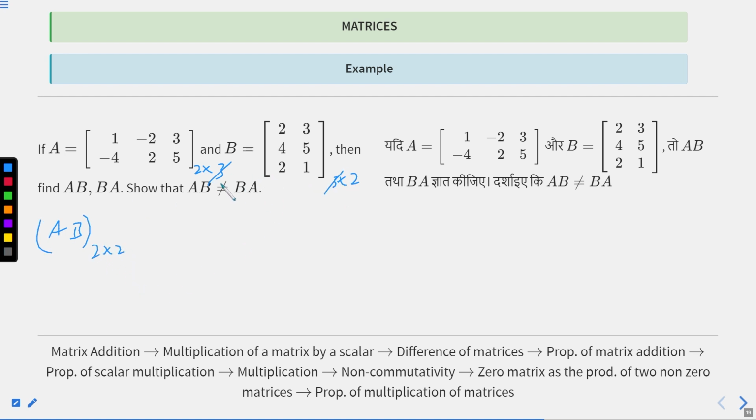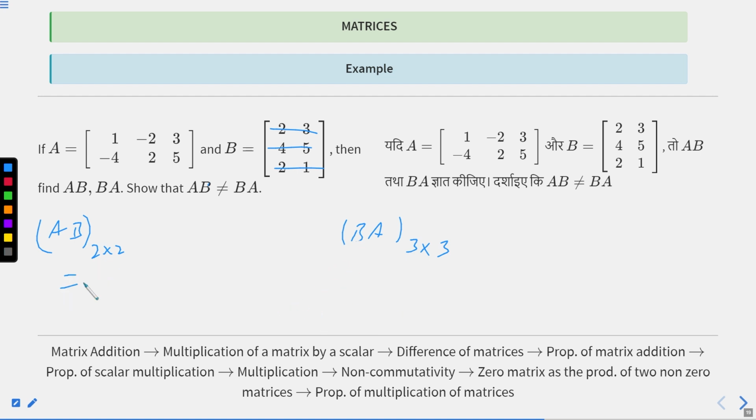Can we do B cross A? For B cross A, we first start with B. B is 3 cross 2, and A is 2 cross 3. Simple. Indeed we can do it, and this BA matrix will give you a 3 cross 3 output.